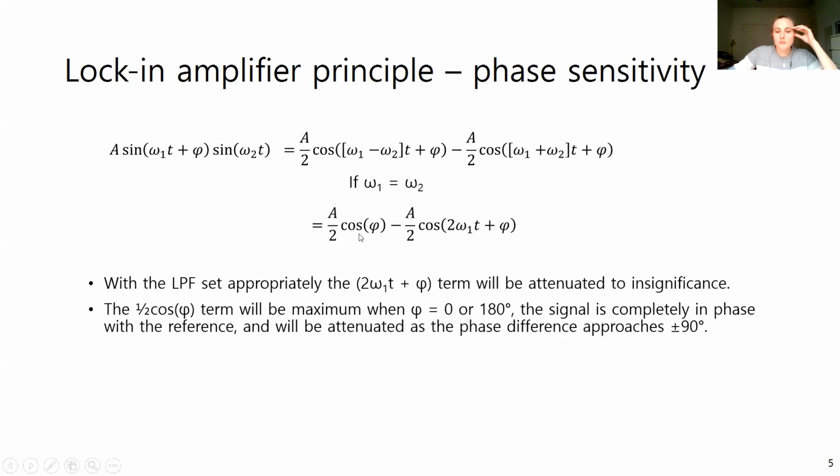And if we think about the dependence of cosine on the phase, we would have a maximum when these are at the exact same phase, or 180 degrees. But if they're 90 degrees off of one another, if they're out of phase, we would have a 0 output here. So this is the mathematical principles behind the phase sensitivity of the lock-in amplifier.